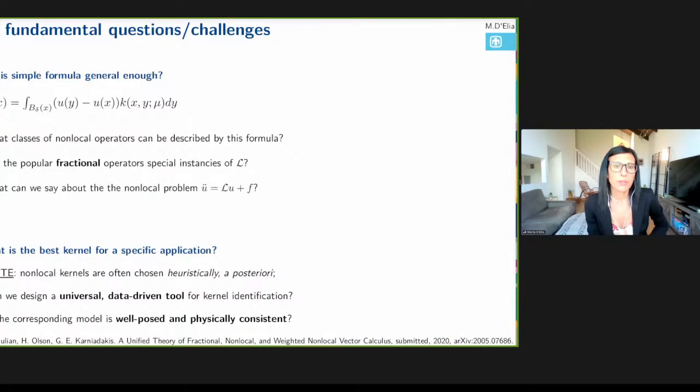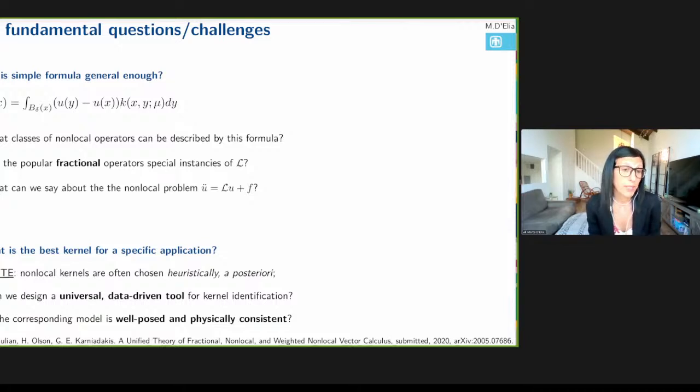Instead, I'm going to focus on two fundamental questions that we faced in the past and tried to find an answer to. I introduced this simple formula, but one may wonder whether this simple formula is general enough. So what classes of nonlocal operators can we describe just by using this simple formula? And are the popular fractional operators and local operators instances of this formula? And then what can we say about the problems associated with these operators?